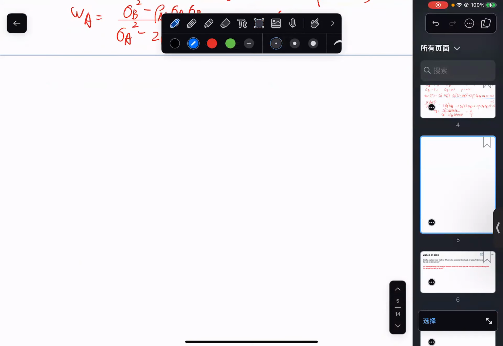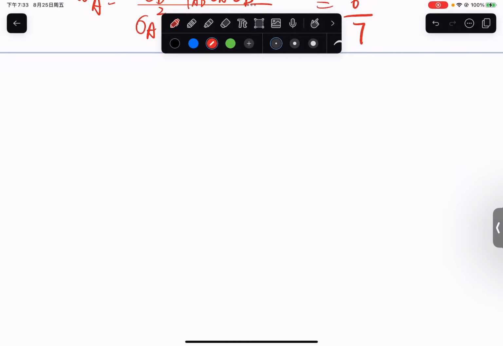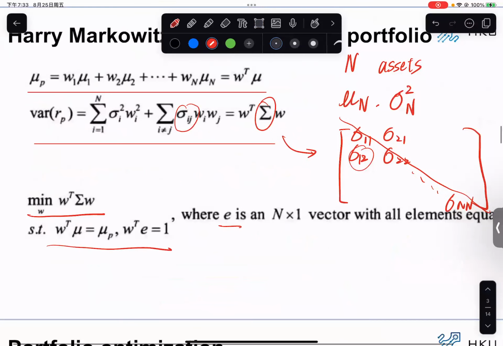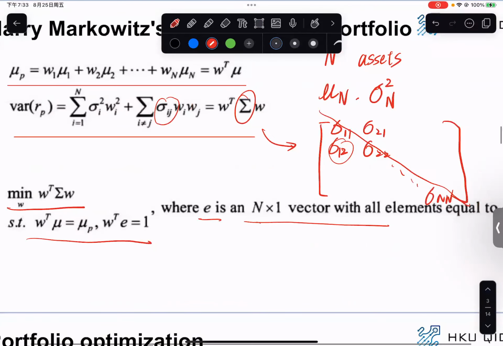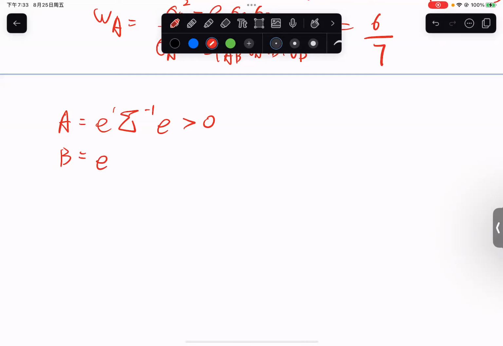So we need to first define a few things. If we define a large A as E' Sigma inverse E, where E is just the vector with all elements equal to 1, this should be larger than 0. And we also have B, which is E' Sigma inverse mu, and C is going to be mu' Sigma inverse mu, all larger than 0.